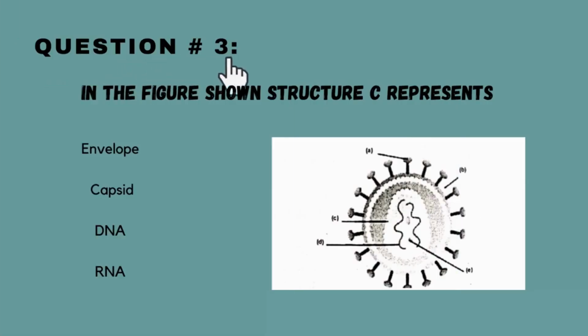Question number 3. In the figure shown, structure C represents. We can easily recognize that it's a protein coat called capsid, while structure E represents enzymes and D represents DNA and so on.